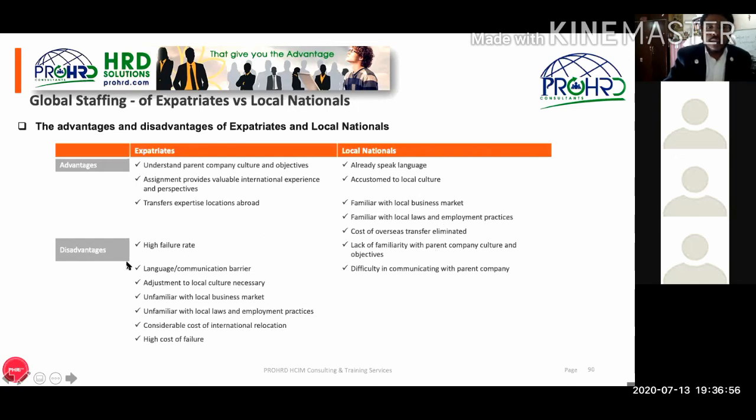The disadvantages of having expatriates: high failure rate, language or communication barriers, and adjustment to the local culture is necessary. I need to accommodate, no? I have to adjust to the local culture. Then unfamiliarity with the local laws and employment practices, considerable cost of international relocation, and high cost of failure. These are all disadvantages. You understand?